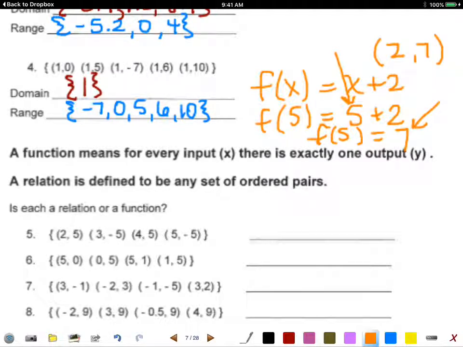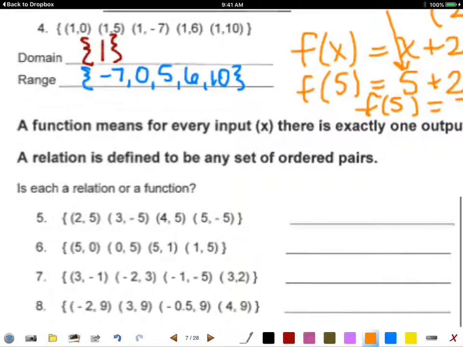You don't have to be able to do this. You just need to say, is 2 only going to a 5? Well, let me see. Do I have any more 2s? No. Is 3 only going to -5? Meaning when I plug in 3, out comes the -5. Well, let's see. Are there any more 3s? No. When I plug in 4, out comes a 5 and only a 5. Do I see any more 4s? No. And same thing for here.